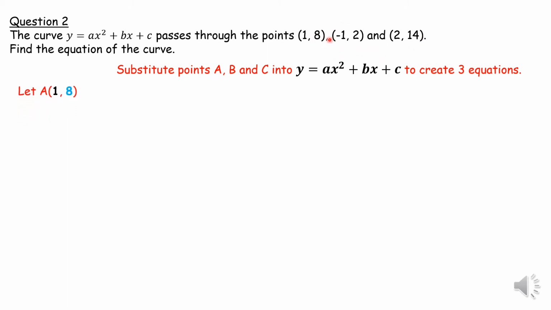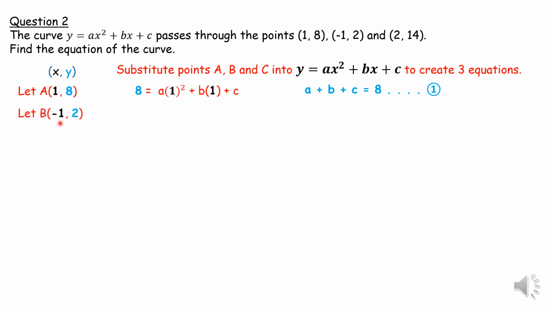Now, if I substitute point A into my function, I'm going to get 8 equals 1 squared times a plus b times 1 plus c. Please be very careful that you do not substitute the x's for the y's and the y's for the x's. Right, so that cleans up nicely to a plus b plus c equals 8. That can be my first equation. 1 squared is just going to be 1.